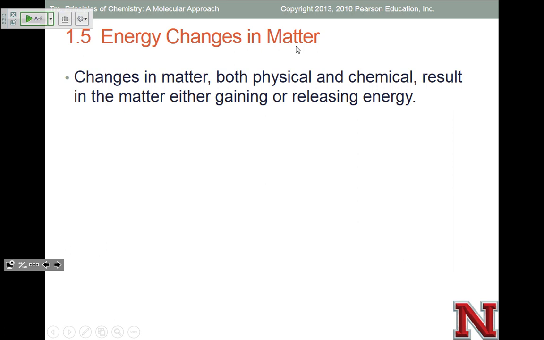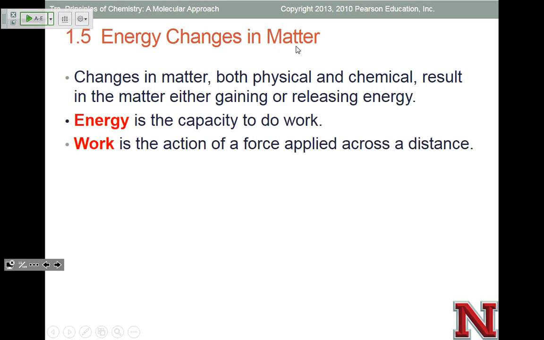Now, as far as changes, we may see either a gaining or releasing of energy, even in both physical and chemical changes. Of course, we know to boil water, we have to heat that water up. We are going to look into more details about what happens in boiling, what we are actually disrupting when we're boiling something later on. Because again, this particular chapter is more of a review of terms, but we're going to go in more detail about what's happening in a lot of these things.